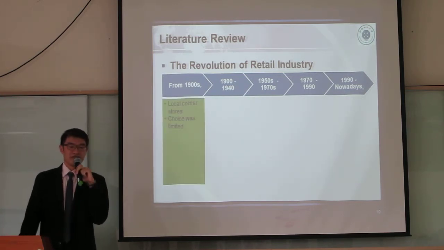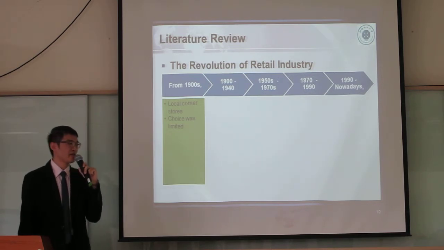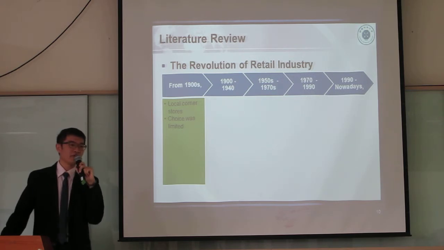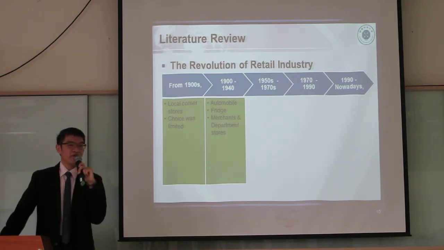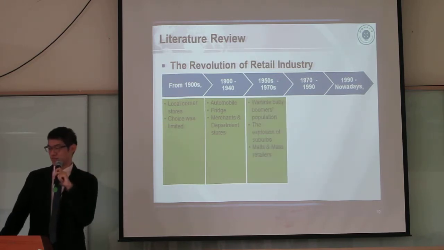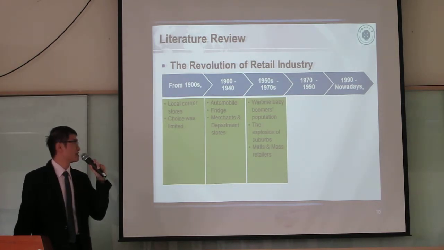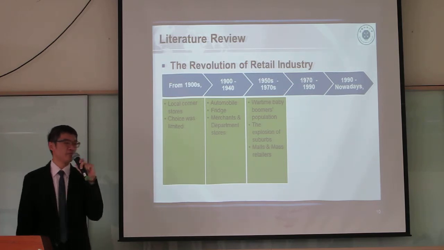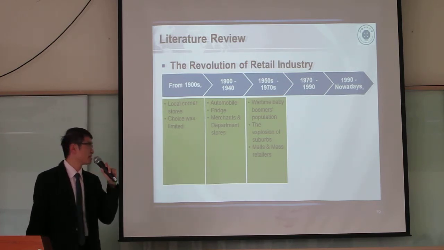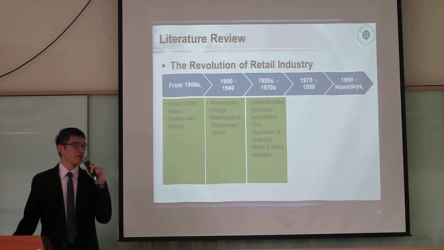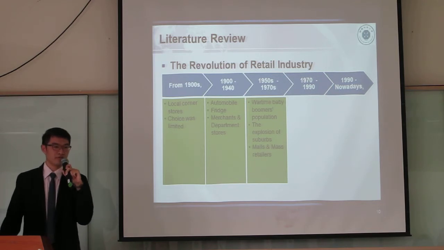First of all, the local corner store started to show up, but the product choice was limited. After the invention of the automobile and the refrigerator, the merchants and the department stores began to show up. In the 1950s to 1970s, because of World War II, the wartime baby boomers' population was increasing fast. So the suburbs expanded. So the malls and the mass retailers showed up.